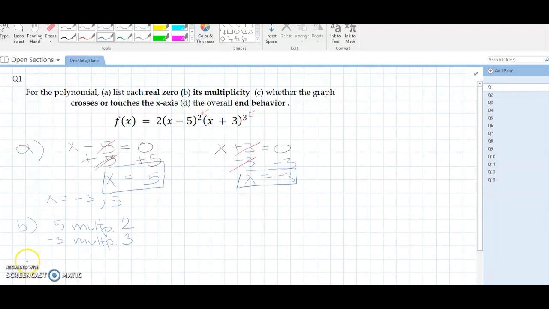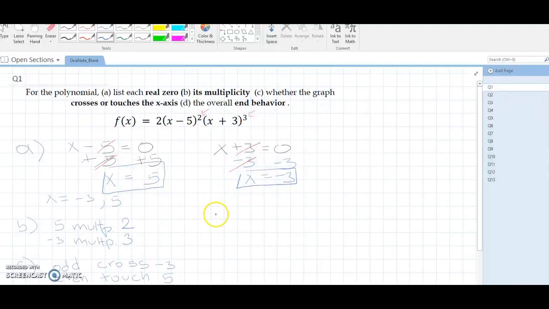Now, letter C. They are asking us whether the graph touches or crosses. We are going to figure out the touching or crossing by the exponent as well. An odd exponent is going to be crossing, so it crosses at negative 3. When we have an even exponent, it is going to touch. So it is touching at 5.